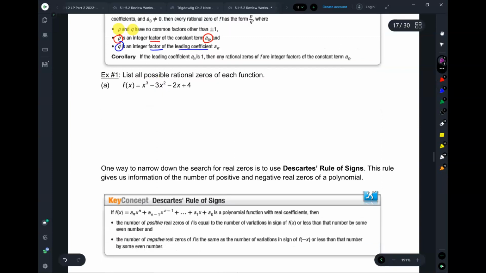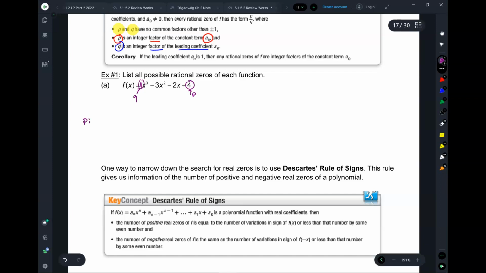So let's do this then. List all possible zeros of this function. It just says to list. You're not going to do any solving. So here's what we do. This number here is used to find P. And what's the leading coefficient here? 1. The leading coefficient is 1. That 1 is used to find Q.